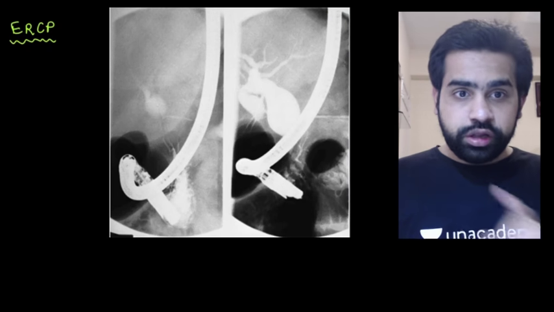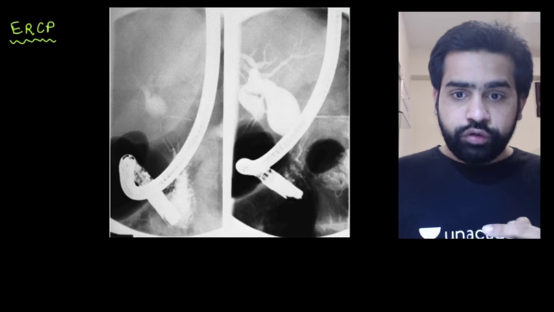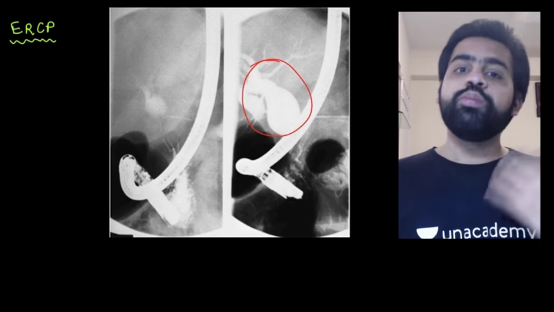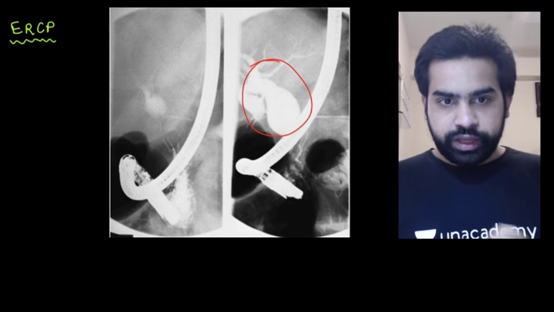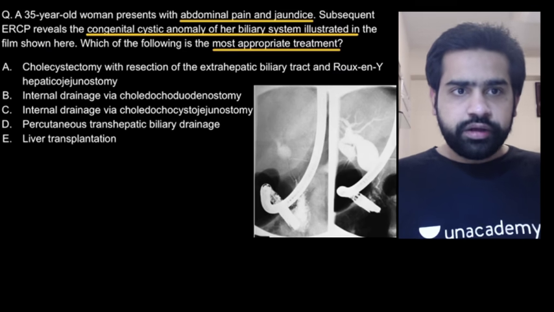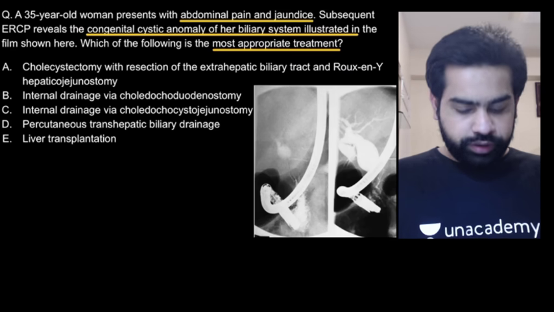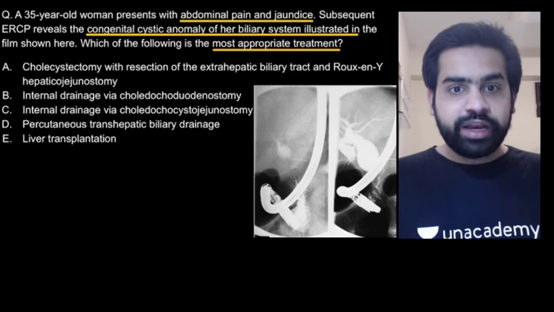What kind of a choledochal cyst are you able to appreciate in here? So here what you're able to see is extrahepatic dilation. This is most probably type 4B. Okay, so the patient is coming to you with abdominal pain and jaundice, that's fine. Now let us have a look at the options. How will you manage this particular patient?